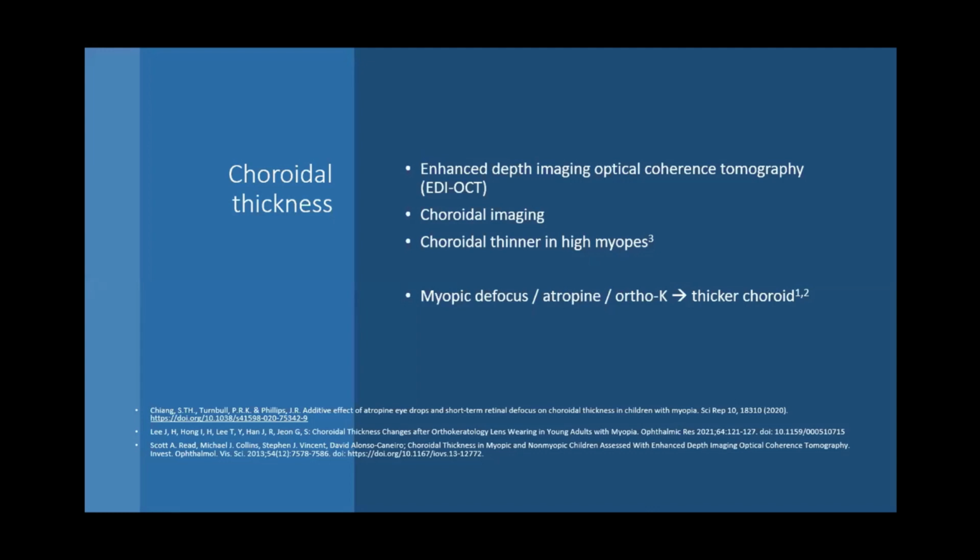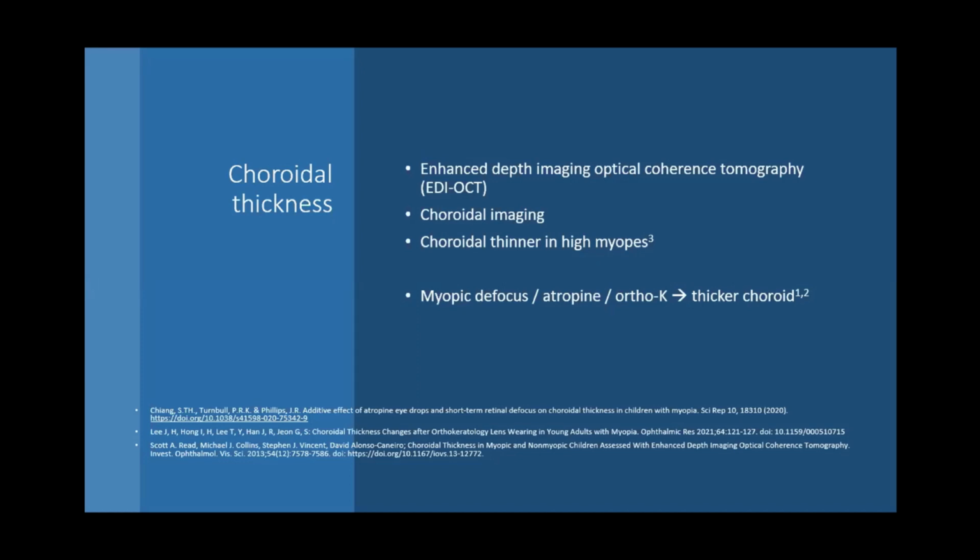Lastly, there are current studies that have shown a correlation between choroidal thickness and myopia. The studies showed that the choroid is thinner by about 50 microns in higher myopes versus non-myopes. It was also shown in multiple studies that myopia control therapy does increase choroidal thickness. This applies to myopic defocus, atropine, and ortho-K. However, further investigation is needed to determine which method is the most effective.